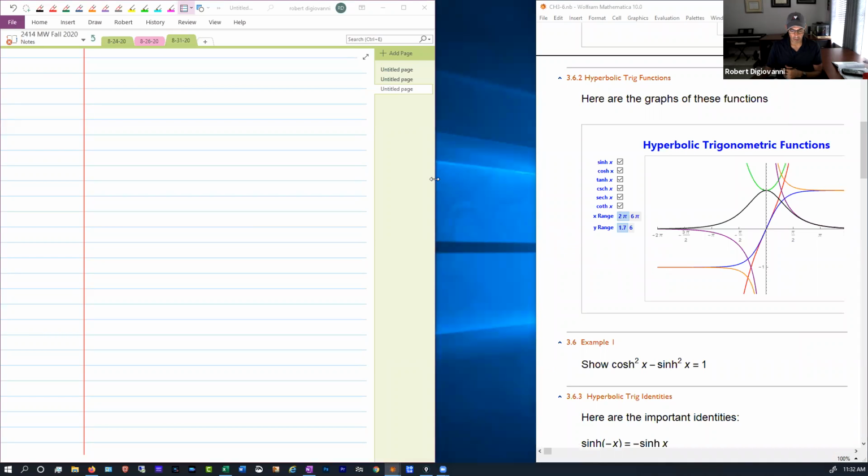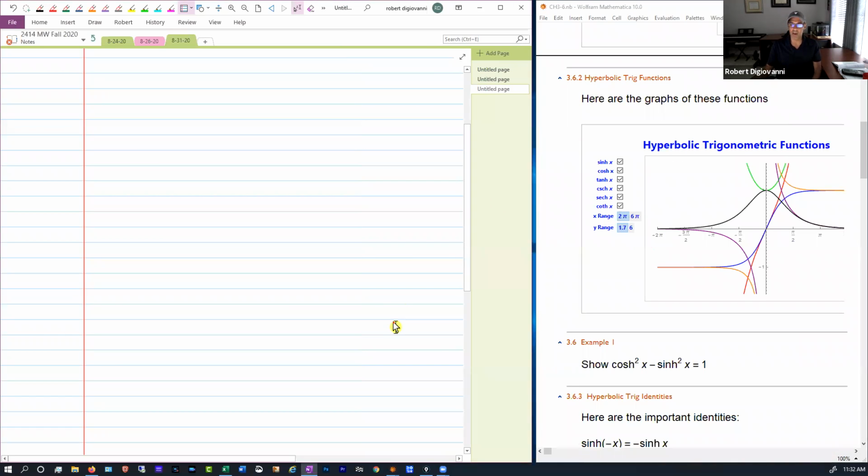One of them is this first example that I'm going to do here, the identity cosine hyperbolic squared x minus sine hyperbolic squared x equals 1. So notice it's not a plus between them. And with subtraction, the order matters, right? So it's the cosine hyperbolic squared first, and then minus the sine hyperbolic squared. What I'm going to do right now is verify this identity. I'm going to show you how you would prove this is true. And it's not hard.